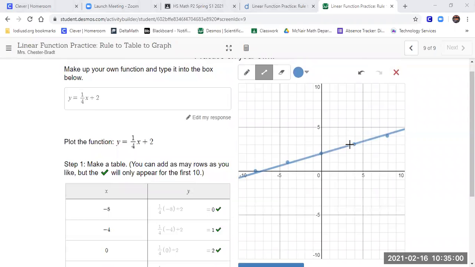And it looks like mine's a little bit off. So I'm going to fix it by doing the undo and try again. Because it's going up 1 over 4, so down 1 over 2 means I have to go less steep. Like this.